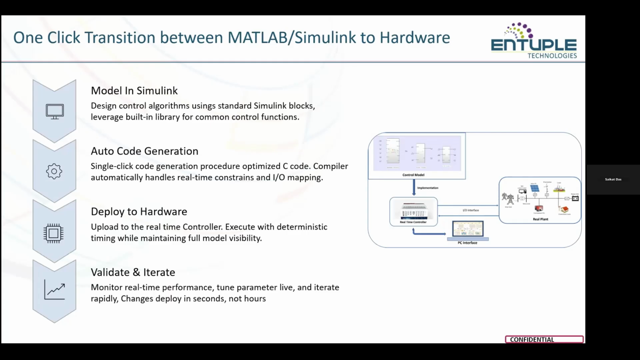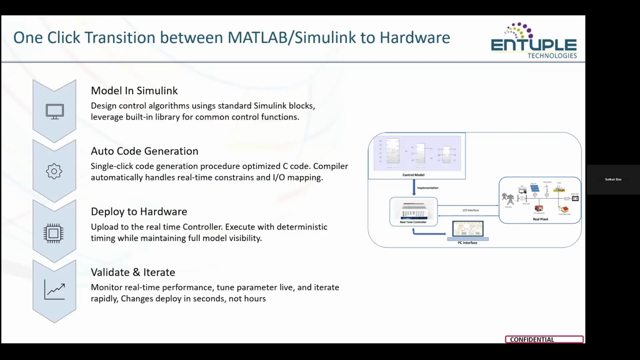Once the model is developed in Simulink, the next step is autocode generation. With autocode generation, by a single click, we generate optimized C code by using the MATLAB Simulink Embedded Coder. The coder automatically takes care of real-time constraints, scheduling, and IO mapping, eliminating the need for manual coding and driver integration.